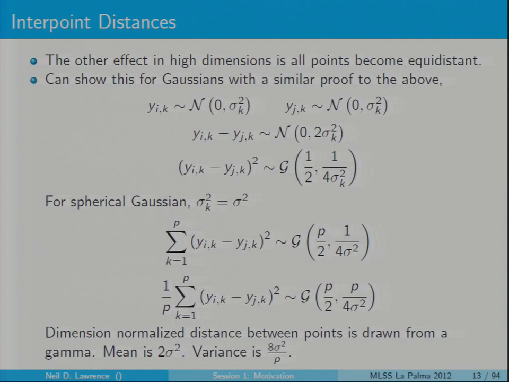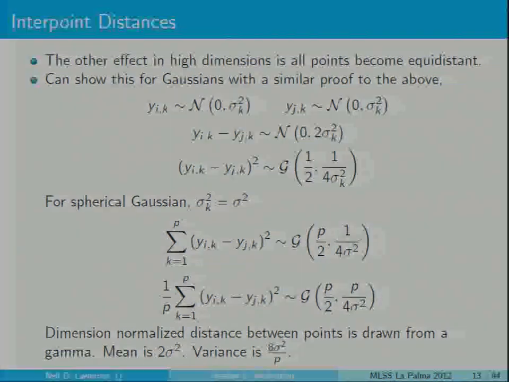Now the interesting thing about this, the variance of this distribution is 8 sigma squared over p. So as p goes high, this variance goes to 0. Certainly relative, if you look at the mean divided by the square root of the variance, you've got this scaling of p, that as you go to very high dimensions, all the interpoint distances of your data set are the same distance apart, in this Gaussian egg.